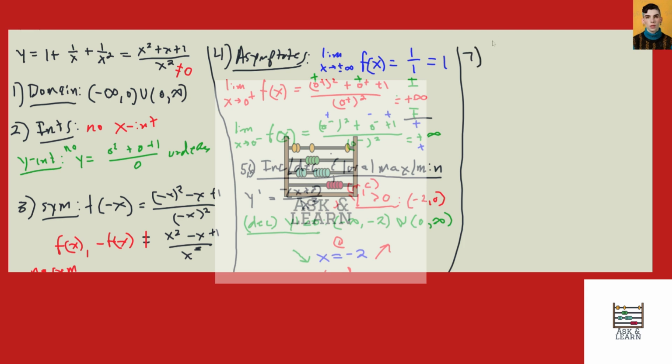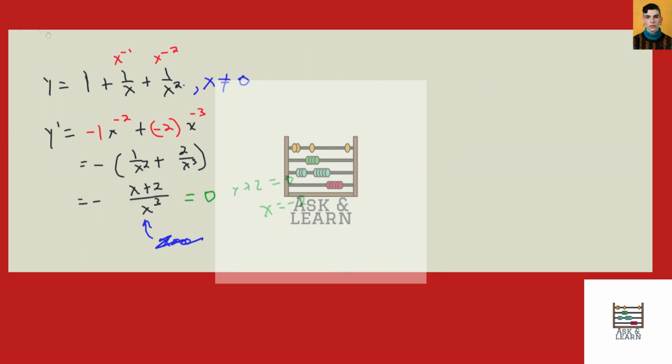And then step 7, they tell us we should find our concavity as well as any inflection points. So we're going to need to know what y double prime is. So let's go back over here. And we have y double prime. So that's going to be the derivative of the first derivative.